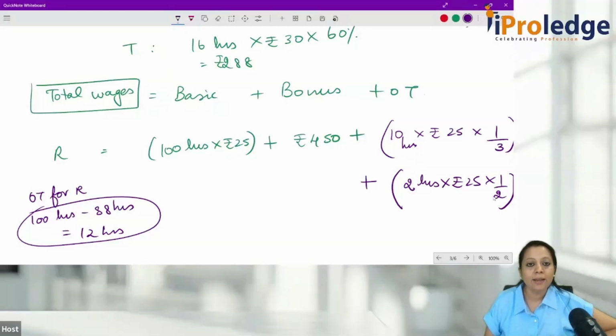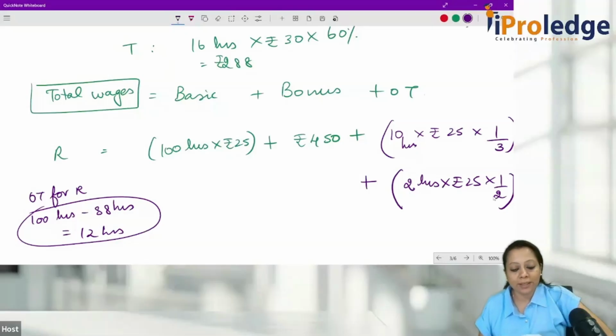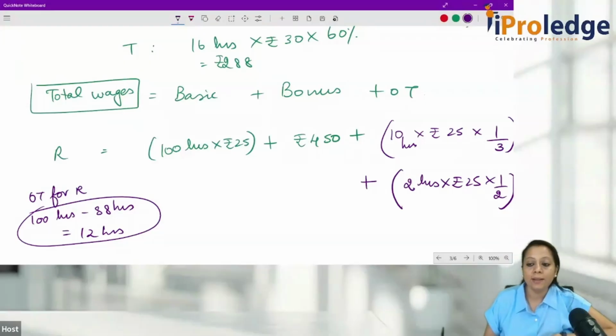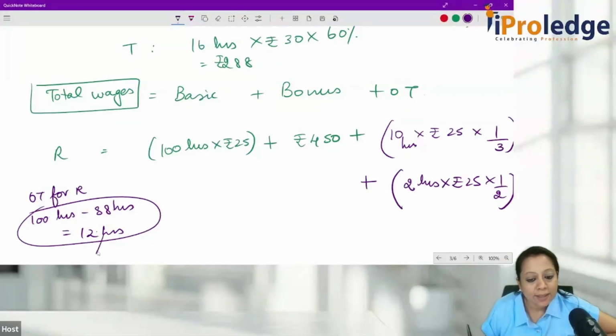Once again, I'm saying normally I should work only 88 hours. I worked for 100 hours. That means that is overtime. Overtime is not calculated based on time saved. The next is they have said first 10 hours it is 1 by 3. Next 10 hours it is 1 by 2. How to calculate that? 100 minus 88, 12 hours. In that, 10 hours and 2 hours. Like that I am separating.